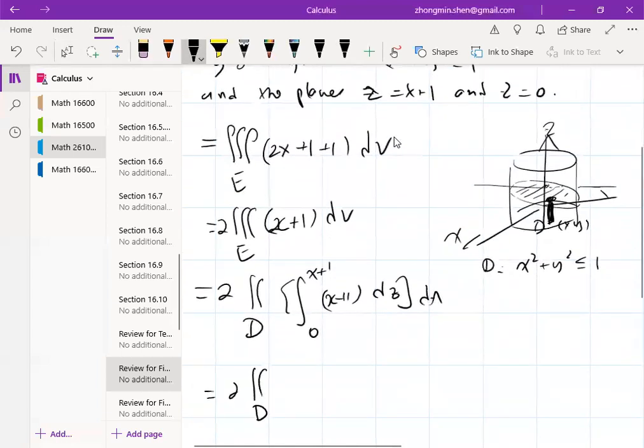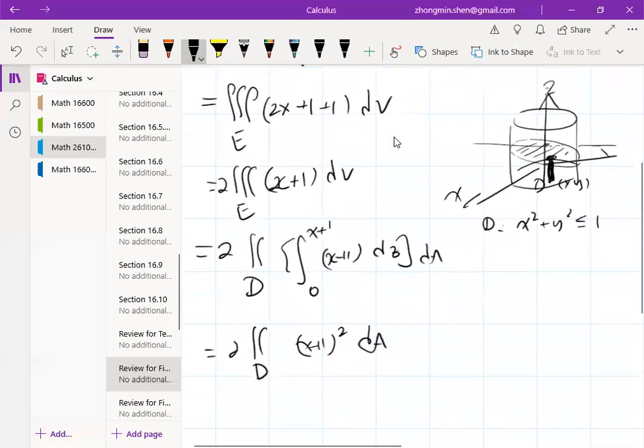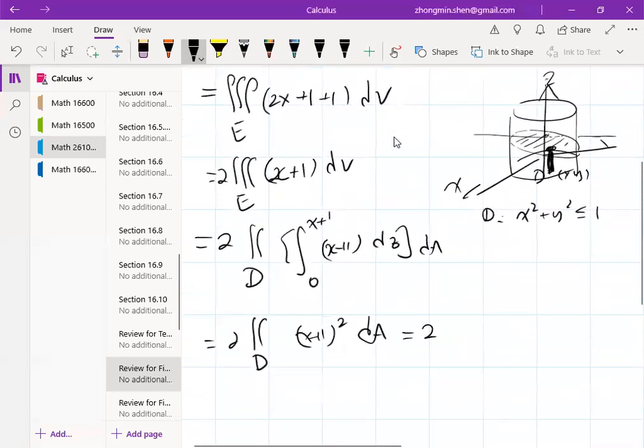Then you get x plus 1, which is constant with respect to z, so just x plus 1, and then h is squared here, dA. Okay. The next part is to use polar coordinates, from 0 to 2 pi, and r from 0 to 1, and x is r cosine theta plus 1, squared, and there's an r here, don't forget r, and the dr d theta, okay?